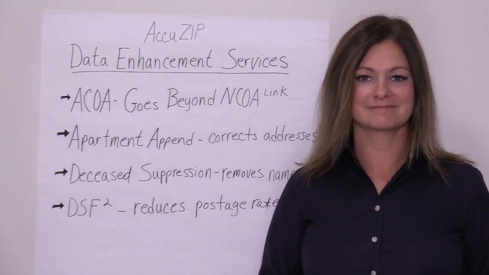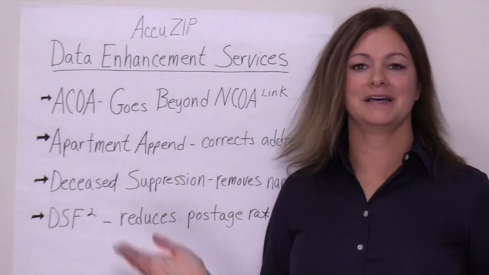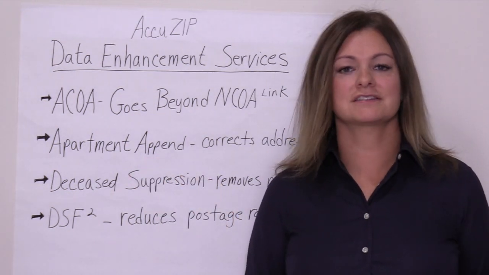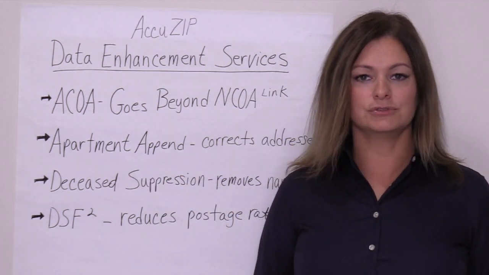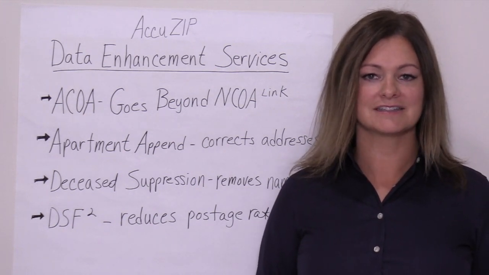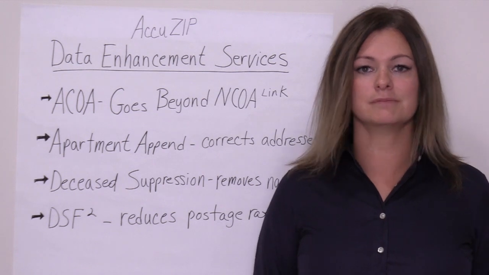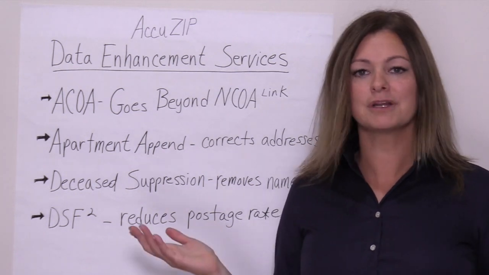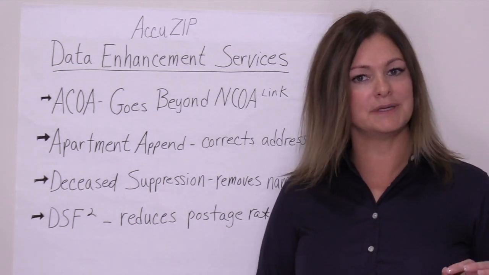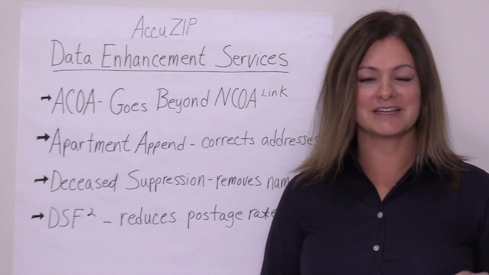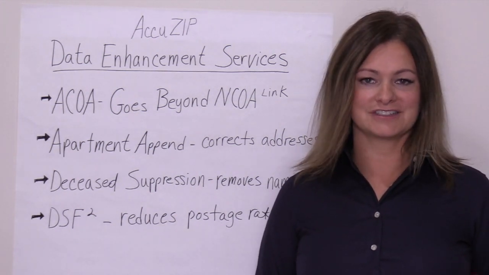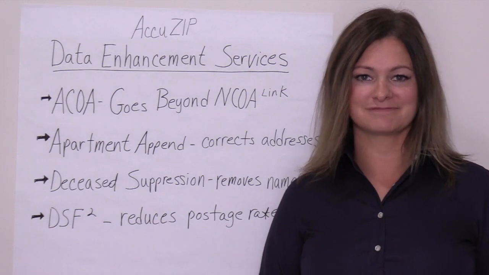Next up is the Apartment Append service. Lots of addresses are considered undeliverable due to incomplete or incorrect addresses, and oftentimes it comes down to the details like an incorrect or missing apartment number. So AccuZIP's Apartment Append service uses only DPV verified addresses and also has a super slick name and address matching logic to tighten up your list.